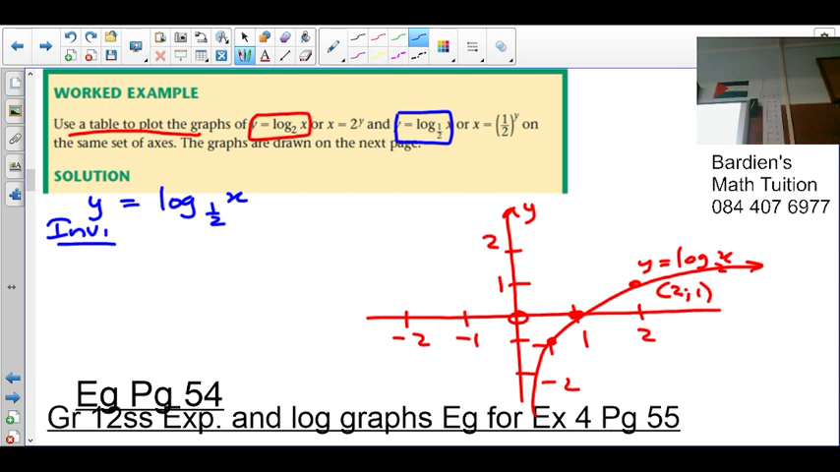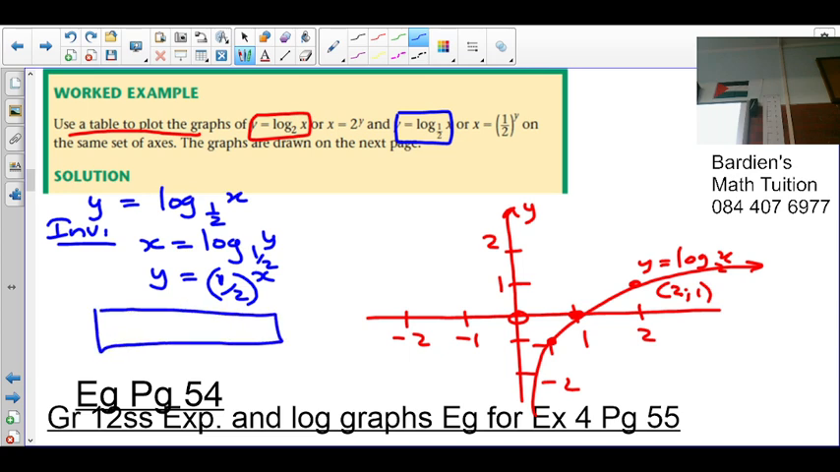Okay. So what we do for inverse functions, we interchange x and y. So you've got x is equal to log y base half. So make y the subject of the formula, y is equal to half raised to the exponent x. So what do we do? We draw a table. What goes in the table? X and y. Minus 1, 0 and 1. It corresponds with 2, 1 and half.